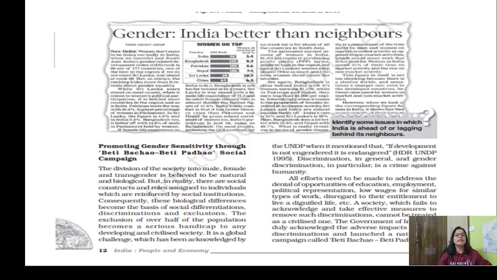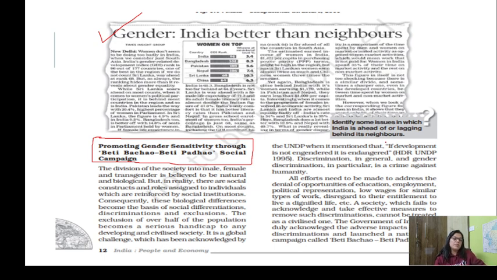Okay, then India is better than its neighbors in gender. We are improving it day by day, year by year, promoting gender sensitivity through Beti Bachao, Beti Padhao. Everyone knows this from those roadways. So we are part of the United Nations Development Program.